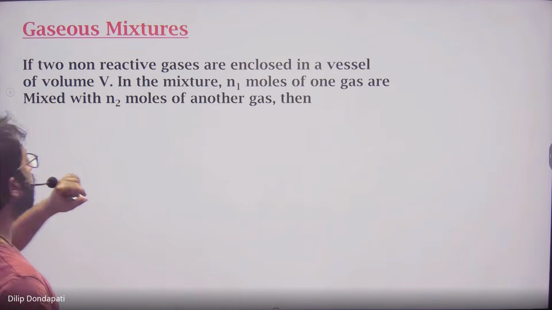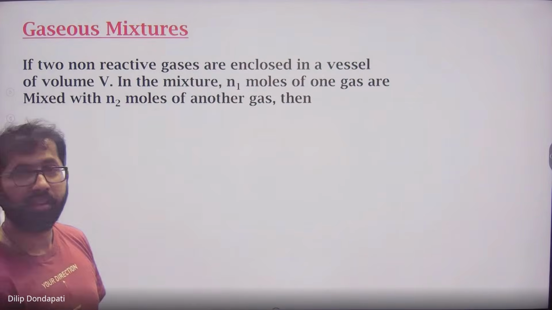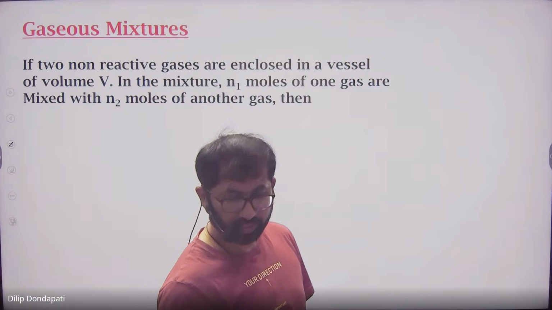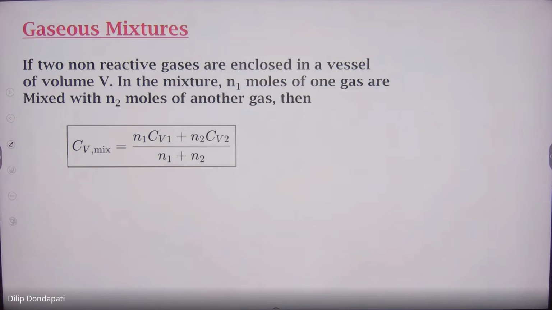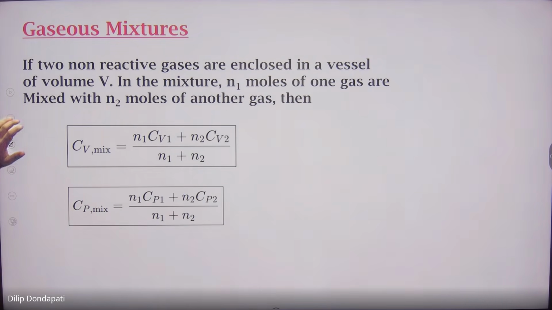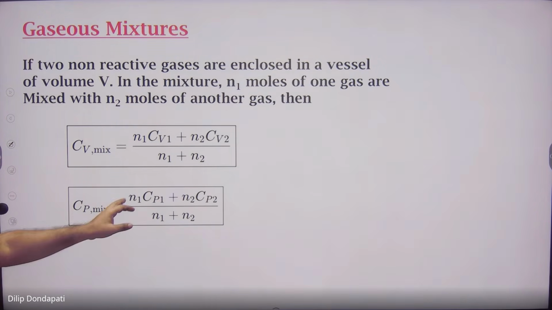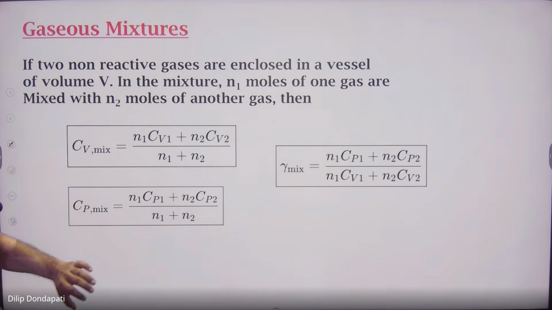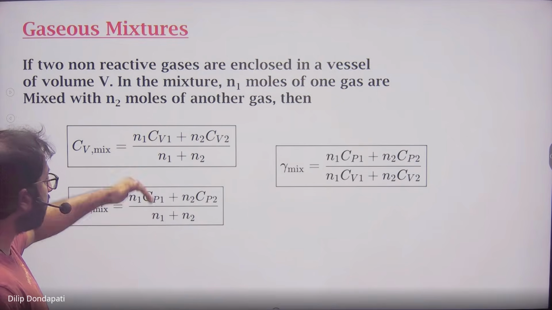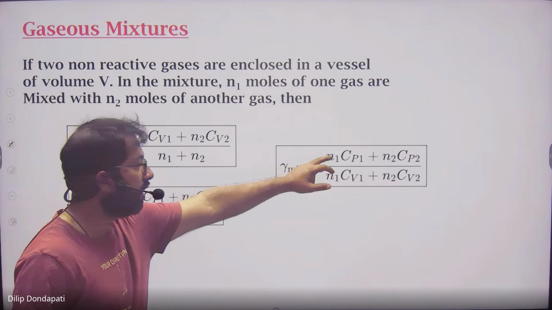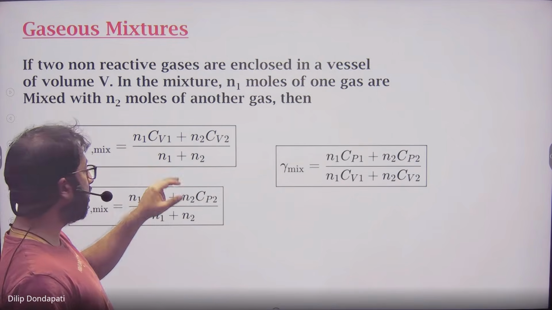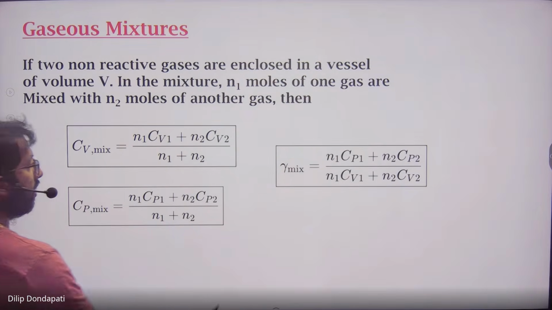So which formula will you use? What is the formula for CV mixture? N1 CV1 plus N2 CV2 by N1 plus N2. Very good. Similarly, CP mixture will be N1 CP1 plus N2 CP2 by N1 plus N2. And gamma mixture will be CP by CV, right? If you divide, CP will come on top, CV at the bottom, and N1 plus N2 will cancel. Understood?